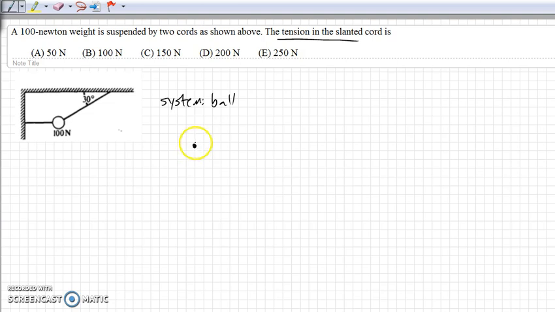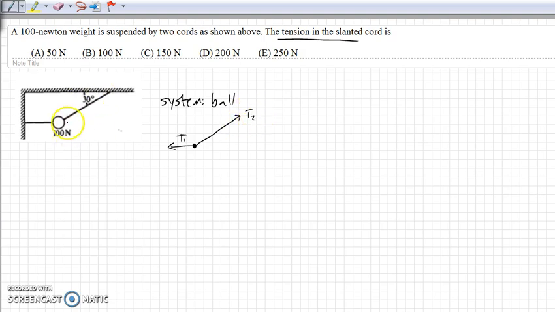And think about the forces acting on the system. So obviously it's interacting with this rope and that rope. So let's call this rope 1 and that rope 2. And there's going to be some tension in that rope, T1, and then some tension in this rope, which we will call T2.